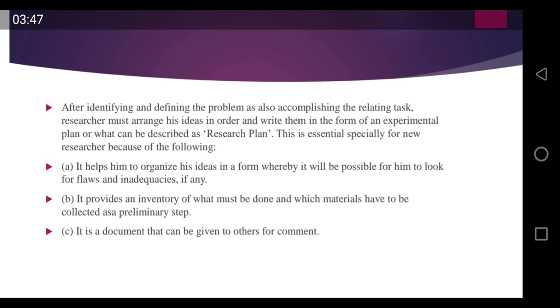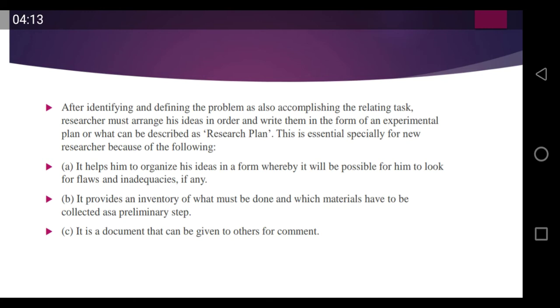Second thing, it provides an inventory of what must be done, and which materials have to be collected as per the preliminary step. Exactly. If you do this in the research plan, it will give this. In the first phase of my project, what tasks are required. In the second phase, what material is required. Whom I am going to meet. Everything will run smoothly as per your plan.